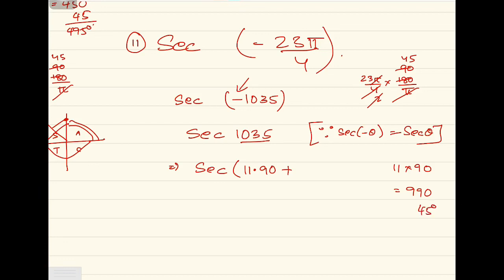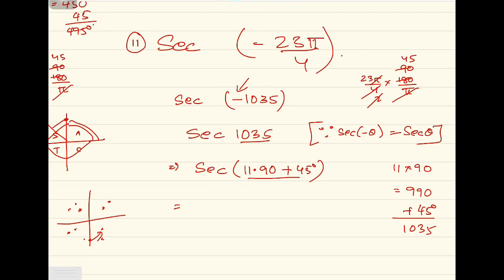45 degree again, isn't it? So that gives me 1035 plus 45 degrees. Now I have to check the sign. 11 means which quadrant? Let's check. 1 2 3 4 5 6 7 8 9 10, and 11 means it reaches here. Plus 45 means in the fourth quadrant.